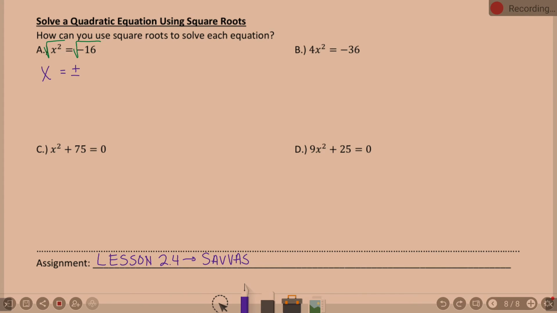A plus or minus. And then here, remember yesterday, we talked about the square root of negative 16. The square root of negative 1 is i. The square root of 16 is 4. And so this is going to be plus or minus 4i. So you're going to have to put that plus or minus sign in front of your answers there. Okay?